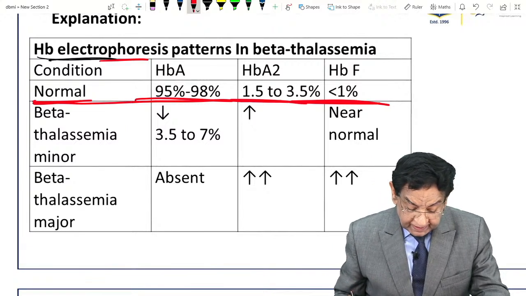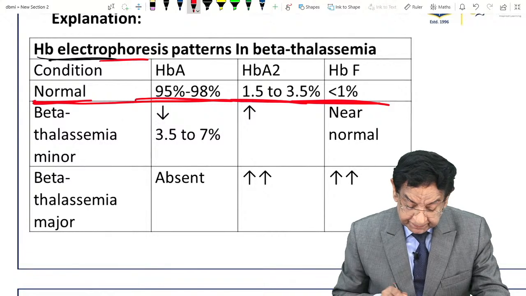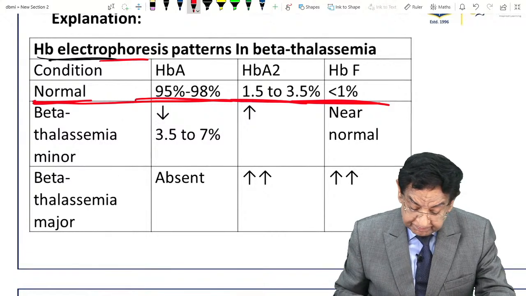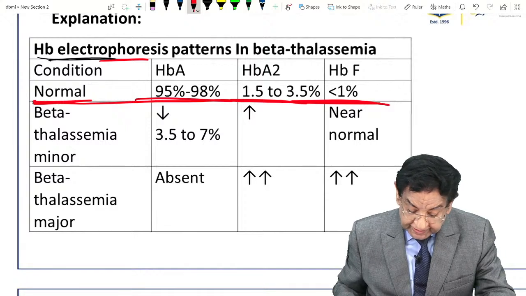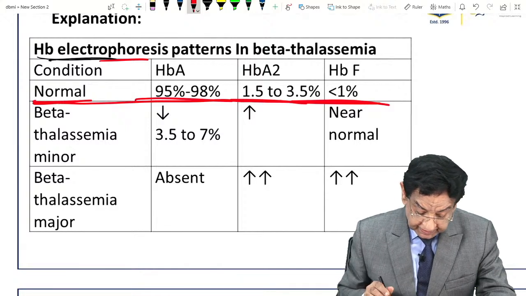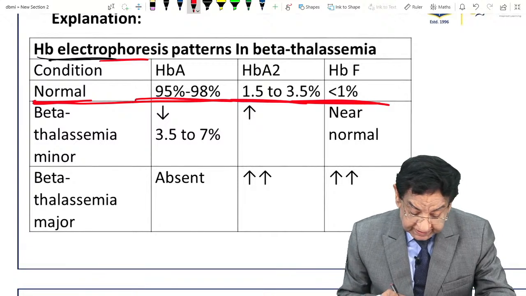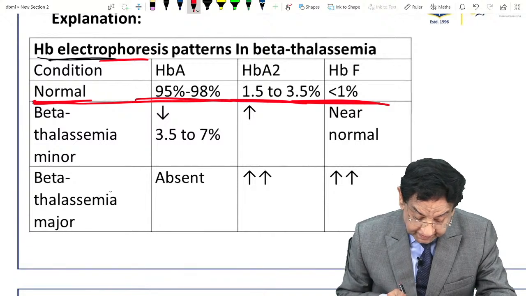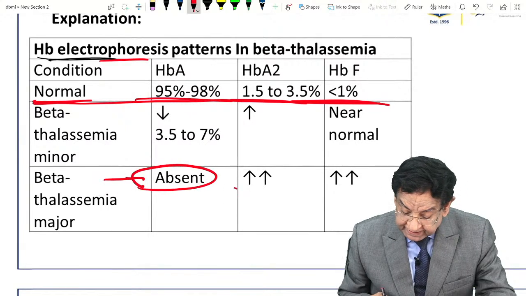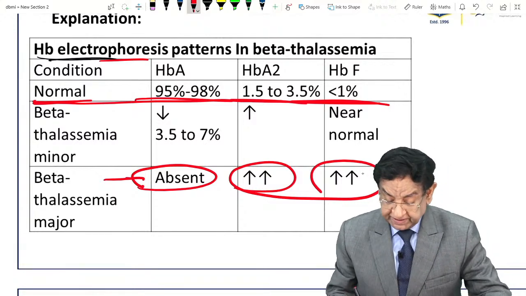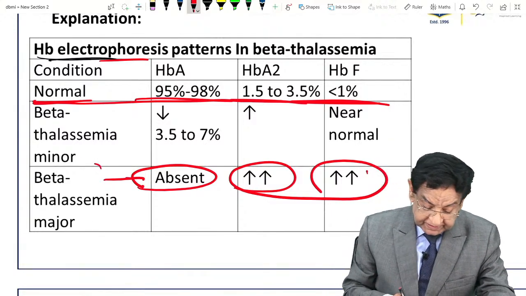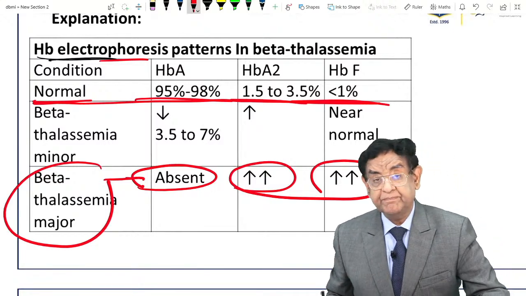Well, in beta thalassemia, in major, HbA will be absent, HbA2 will increase, and HbF will be increased markedly. This we see in beta thalassemia major.